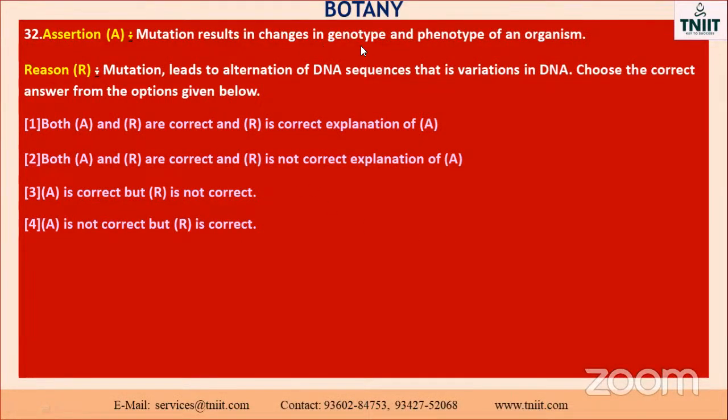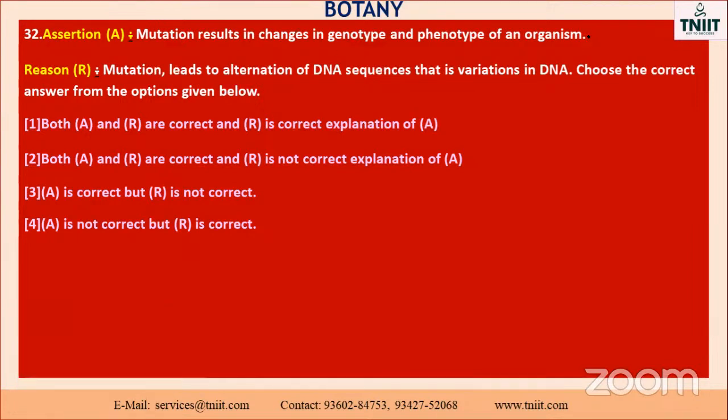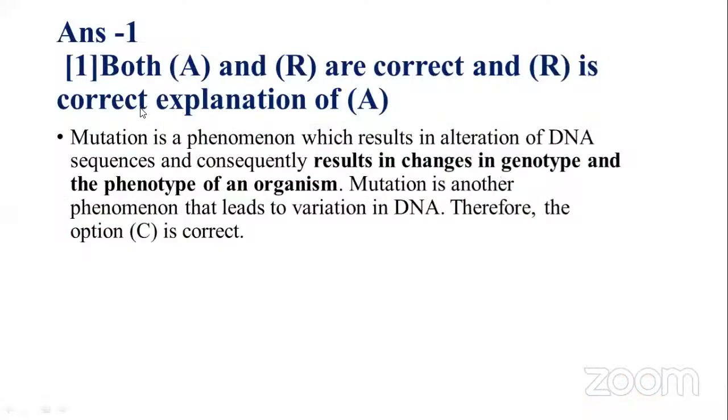Okay, and the next one is an assertion and reason. Mutation results in changes in the genotype and phenotype of an organism. Yes. What is the meaning of mutation? The mutation is nothing but sudden changes that occur with the help of physical, chemical, biological substances, isn't it? So it is correct. Mutation leads to the alteration of DNA sequences, that is, variation in DNA. Choose the correct answer from the options given below. Yes, it is also correct. The option is which one? See this one: both A and R are correct, and R is the correct explanation of A also.